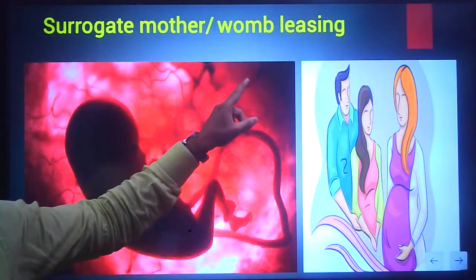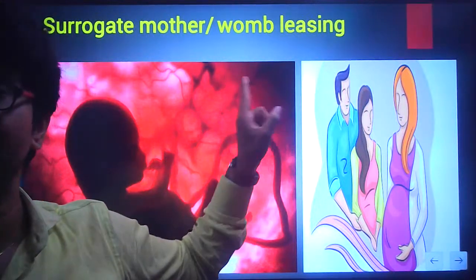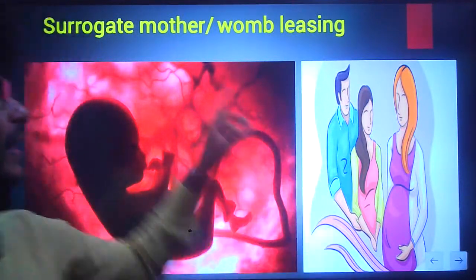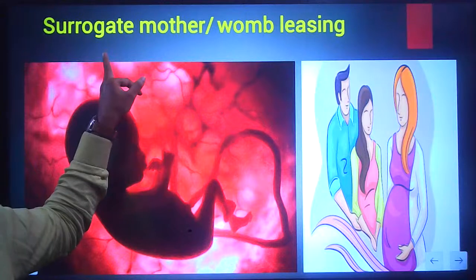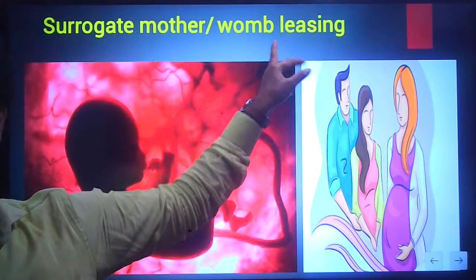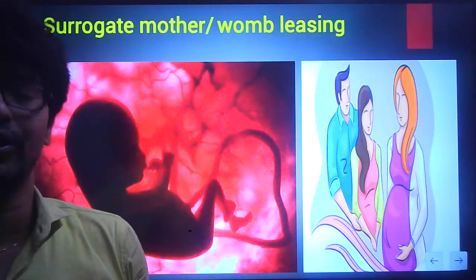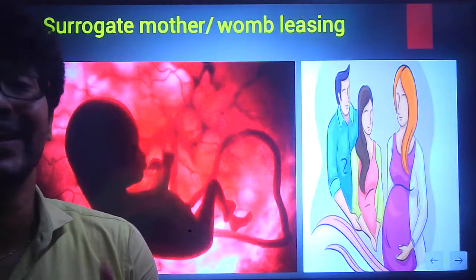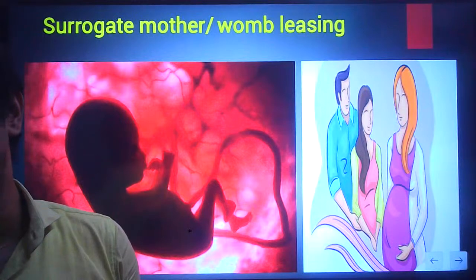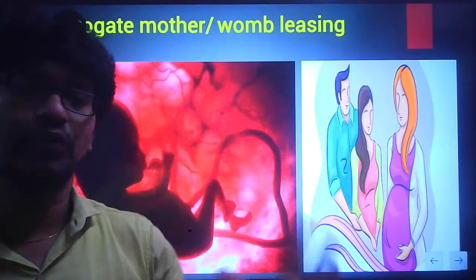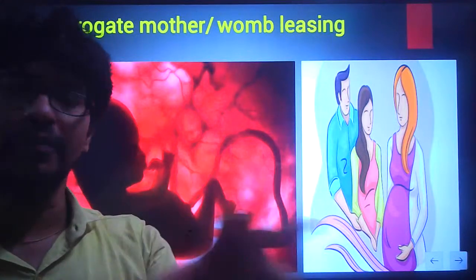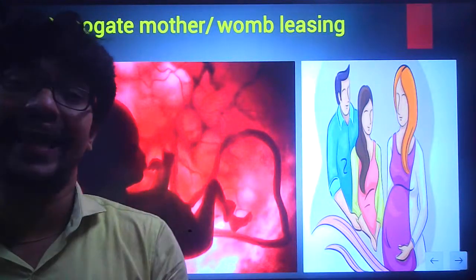In womb leasing, the woman has the ability to produce eggs. In surrogate mother, the woman is infertile. But in case of womb leasing, both are fertile. The woman can produce an egg, the male can produce sperm, but she cannot carry a baby. She may be having some problem with the uterus. She won't be having a healthy uterus or endometrium. There's a problem with only implantation, but she can produce an egg.